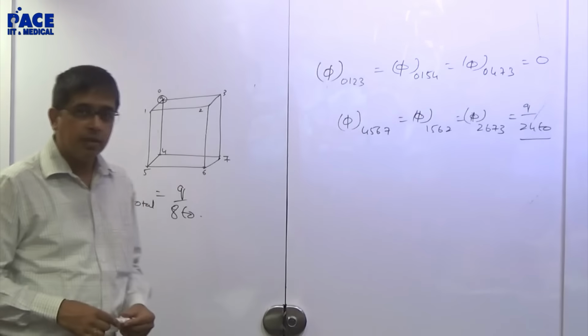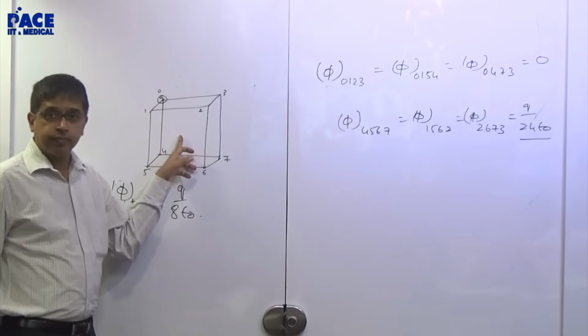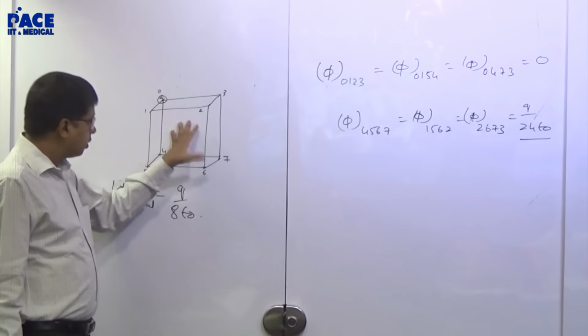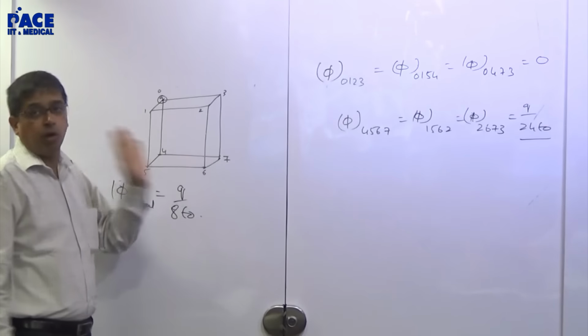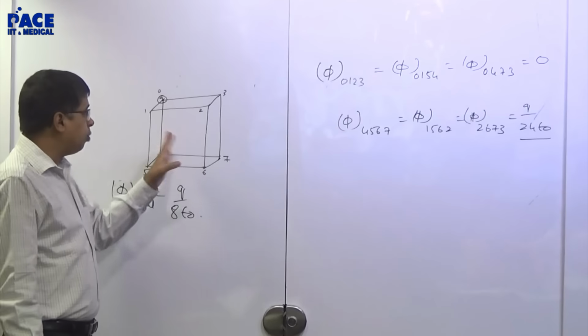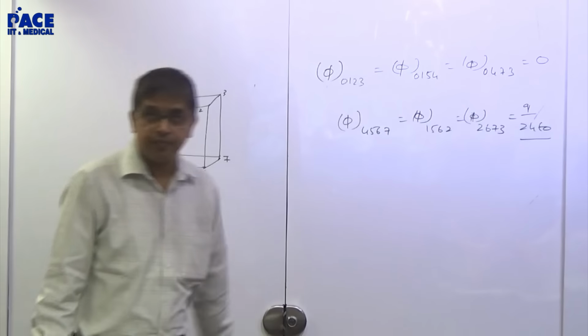Sir, on the left hand side, you have written flux total, that is through one cube, right? Through one cube, through this cube only. The other cubes are not under study.